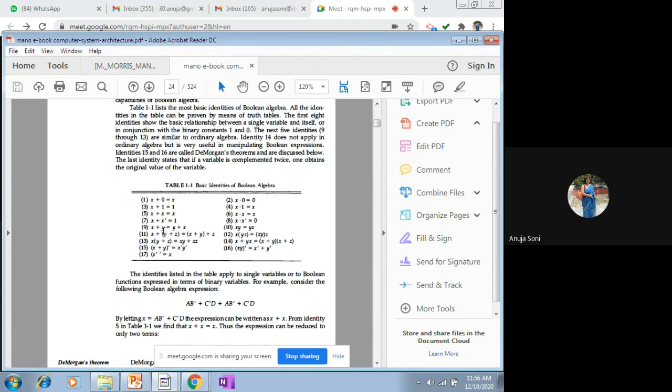Next is again the associative law for the three variables. x plus y plus z will be equal to x plus y plus z. Similarly, x into y into z will be equal to x y into z.